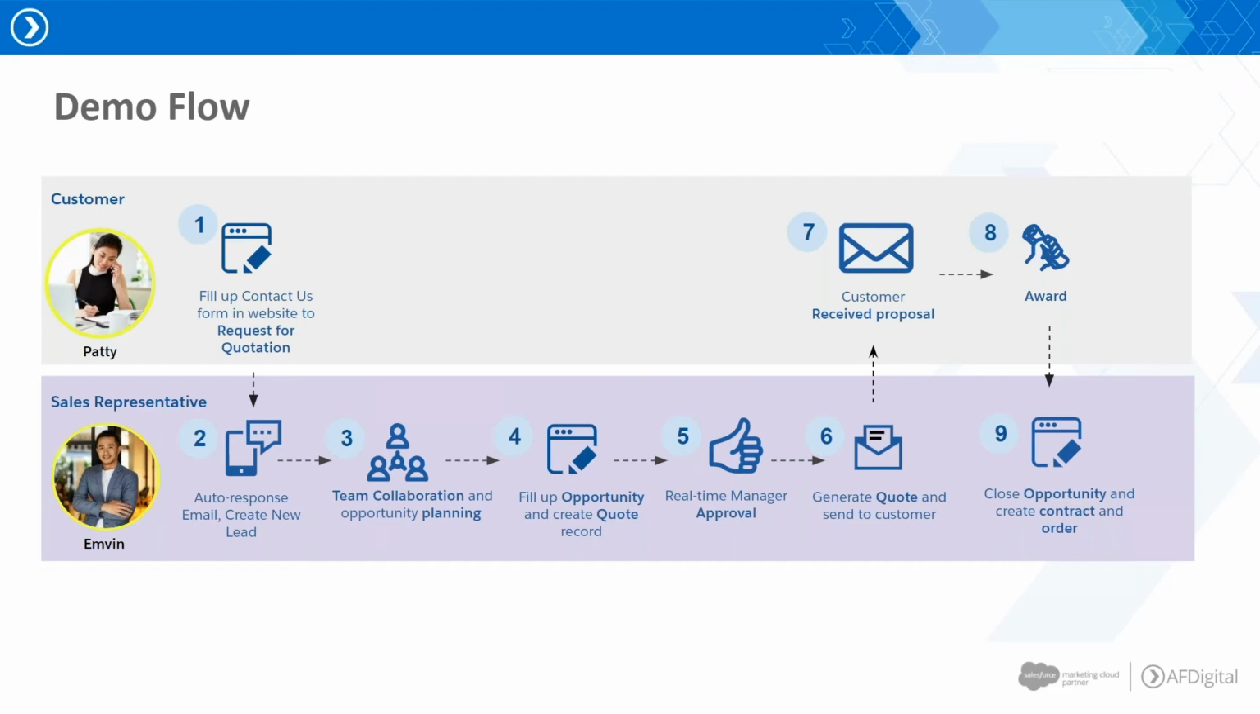Then once the customer receives the quote, receives the proposal, and approves that one, we will now award the contract to them, and we will proceed to closing the opportunity and creating the contract and order. So for today, we will go until step 6, and for the next session we will discuss the other steps.